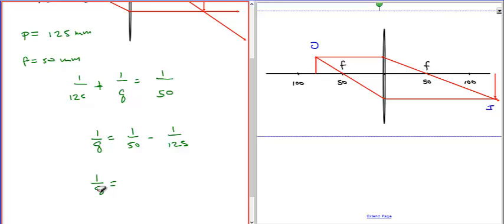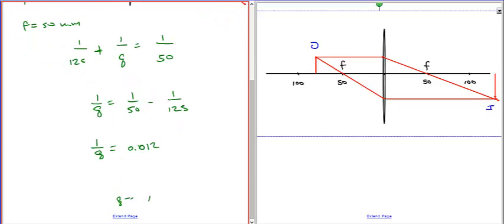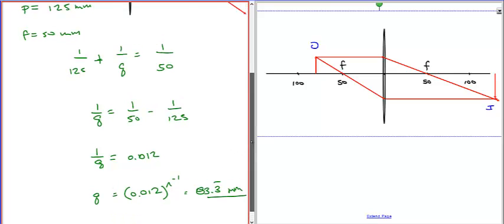So if you plug that in your calculator, 1 divided by 50 minus 1 divided by 125, you'll get 0.012. And if you had repeating digits, just leave it in your calculator. Then Q is equal to that number, your answer, raised to the -1 power, so basically taking the reciprocal. Use the up arrow key, left parenthesis, -1, right parenthesis, and I get 83.3. And they're the same units as the original units, which are millimeters.